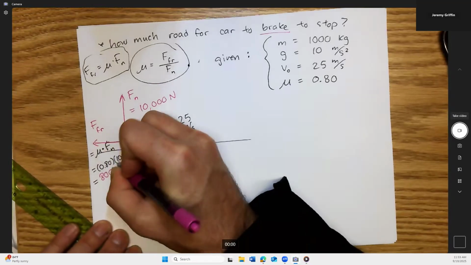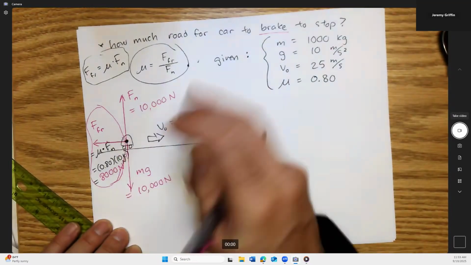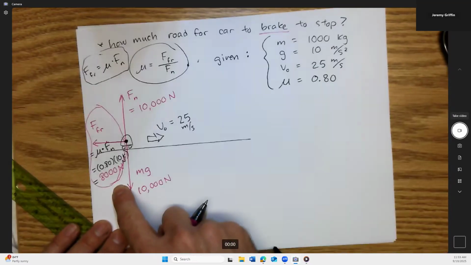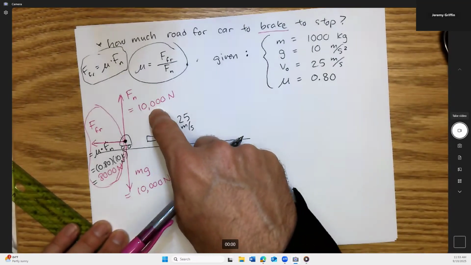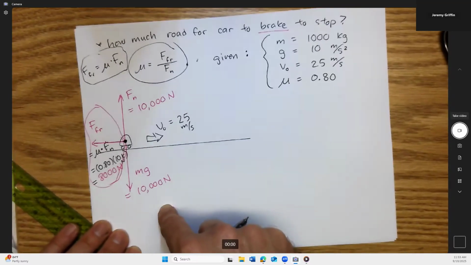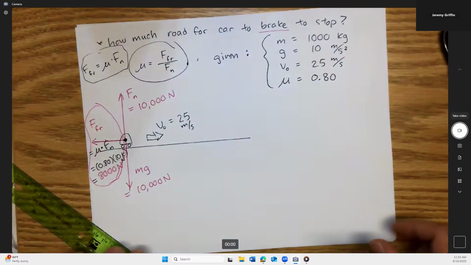8,000 newtons. Right. So this friction force right here is 8,000 newtons. You guys got that? Right. Because it's 80% of 10,000, which is the normal force. And the normal force is equivalent to the weight. Okay. True. You guys see how it all clicks into place? Okay.